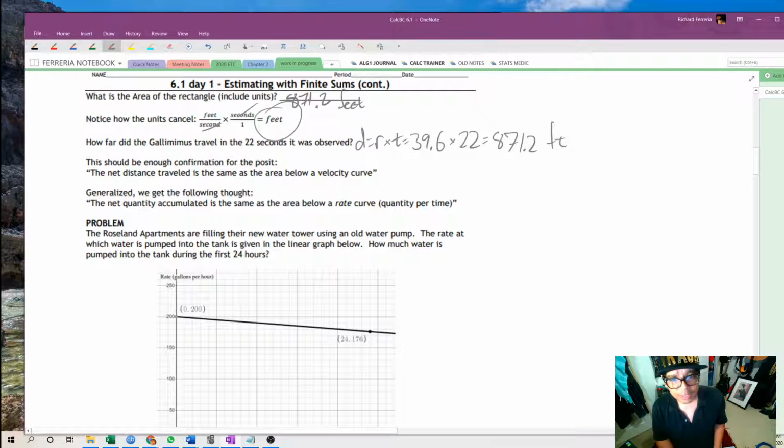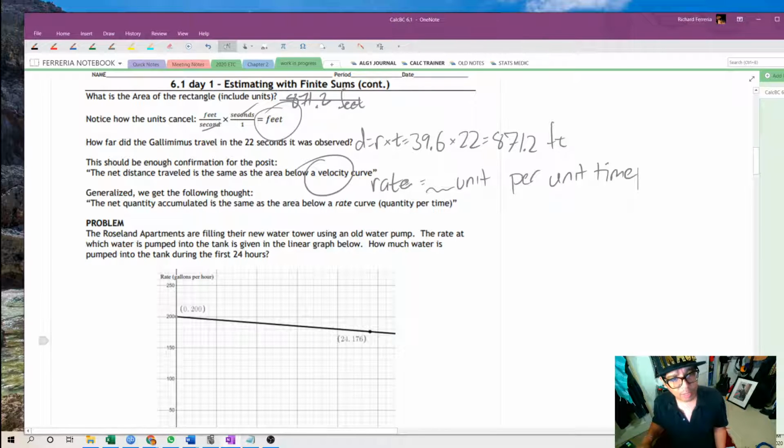Now, velocity is a rate. And remember, a rate is equal to some unit per unit time. It just so happens this time our unit is a unit of distance. So distance unit per time unit. Well, it doesn't have to be distance unit. I mean, it could be another unit with respect to time.